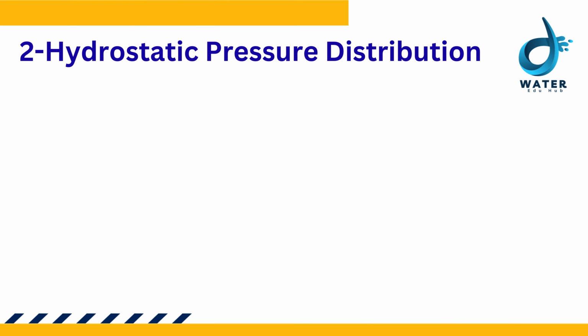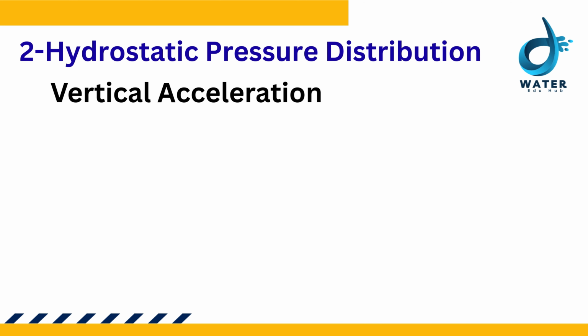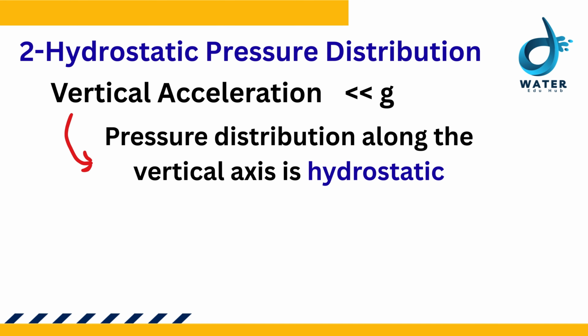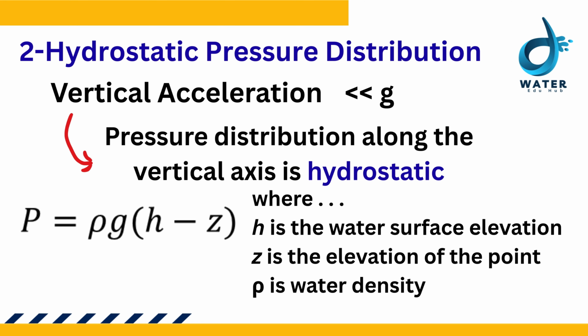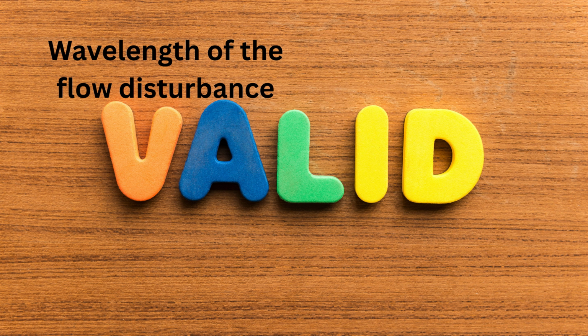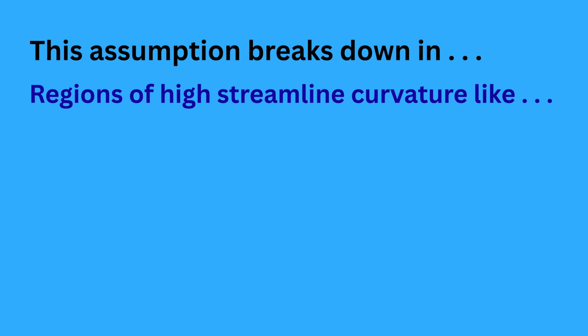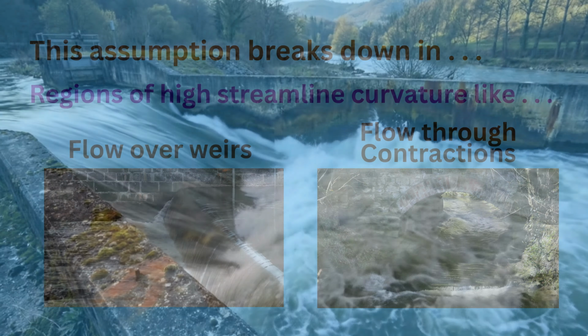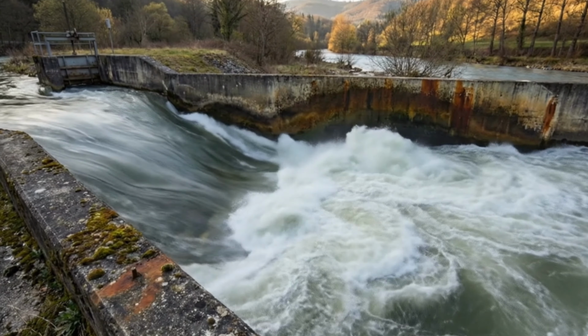The second is hydrostatic pressure distribution. The vertical acceleration of fluid particles is assumed to be negligible compared to gravitational acceleration g. Consequently, the pressure distribution along the vertical axis is hydrostatic, given by this equation. This shallow water assumption is valid only when the wavelength of the flow disturbance is much larger than the flow depth. It breaks down in regions of high streamline curvature, such as flow over a weir, through a sharp contraction, or within a hydraulic jump where vertical accelerations are significant.